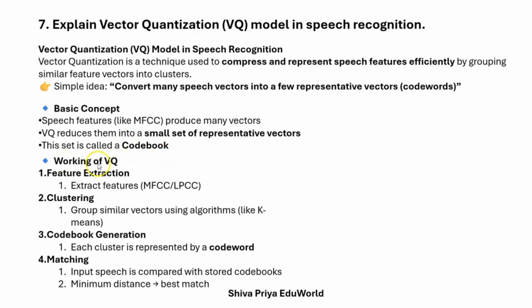And working of VQ. How exactly does vector quantization work? First, feature extraction. It extracts the features like MFCC and LPCC. After that, grouping similar vectors using algorithms like K-means clustering. It groups the similar vectors using the K-means clustering algorithm. And codebook generation. Each cluster is represented by a codebook, as I already told you. And matching. Input speech is compared with the stored codebooks. The minimum distance is the best match. Clear?